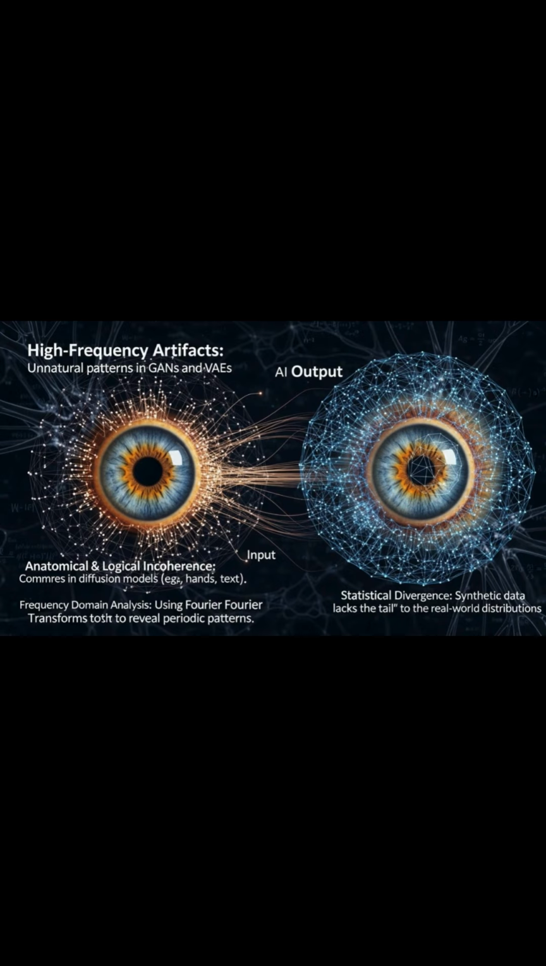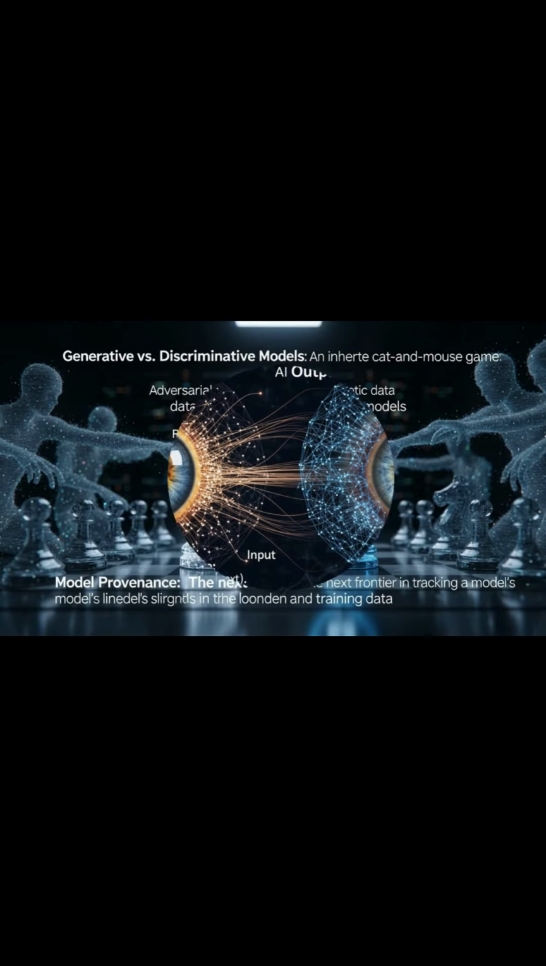But the real deep dive goes beyond the visual. In the frequency domain, Fourier analysis can reveal unnatural periodic patterns that are invisible to the naked eye. And when we talk about synthetic data, not just images, we look for statistical fingerprints. A common failure mode in tabular GANs is mode collapse, where the model overproduces common examples and fails to capture the rich diversity and long-tail distributions of a real-world dataset. These statistical divergences are crucial tells for any data scientist.